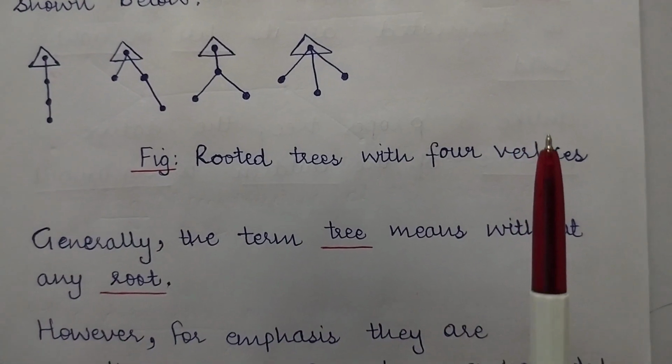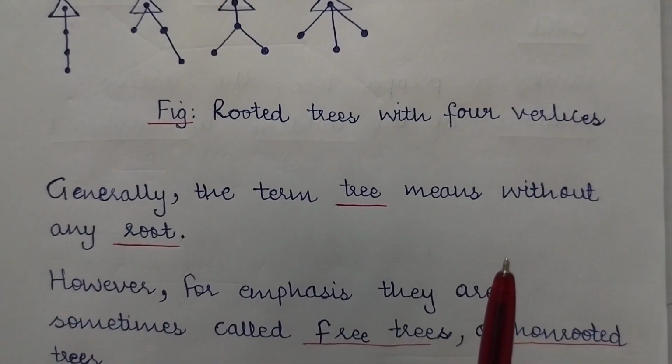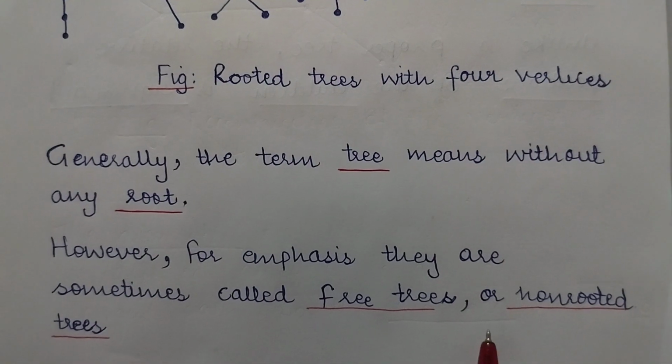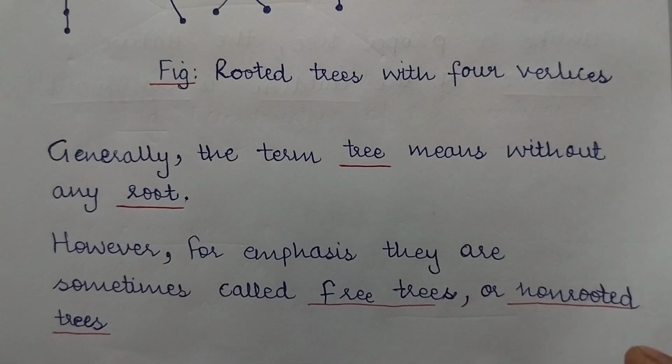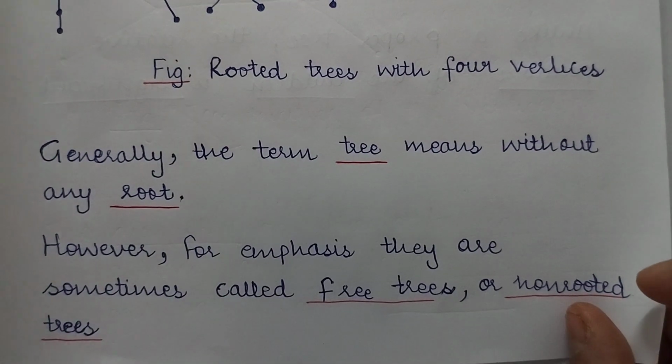Now generally the term tree means without any root. In general, when I say tree, that means a tree without root. However, for emphasis, they are sometimes called free trees. Just to emphasize the fact that they are not rooted trees, you can also call them free trees. But when you call them tree, that itself means they are not rooted trees. So the term tree itself is sufficient to tell that this is not a rooted tree or a non-rooted tree. But to put emphasis on the fact that it is not a rooted tree, you can also call it a free tree.